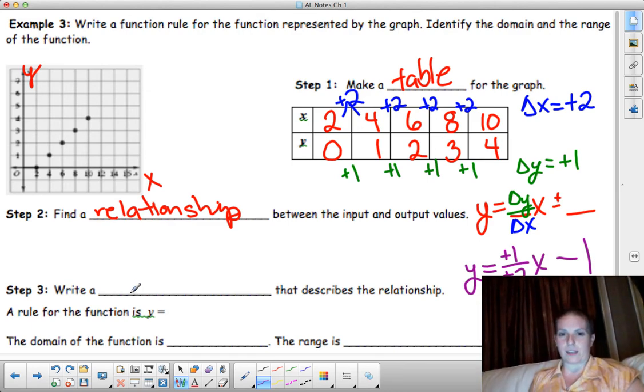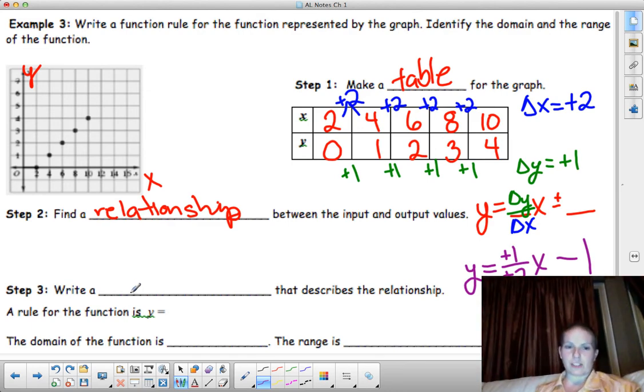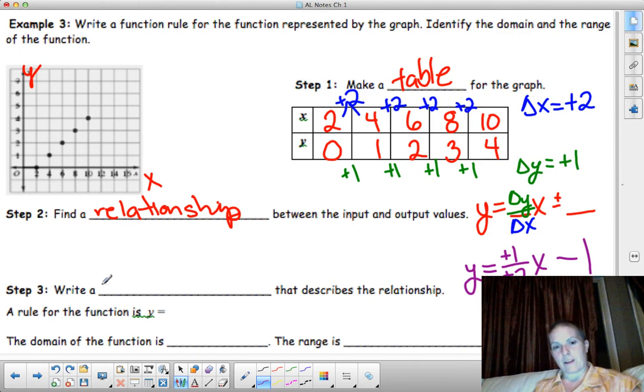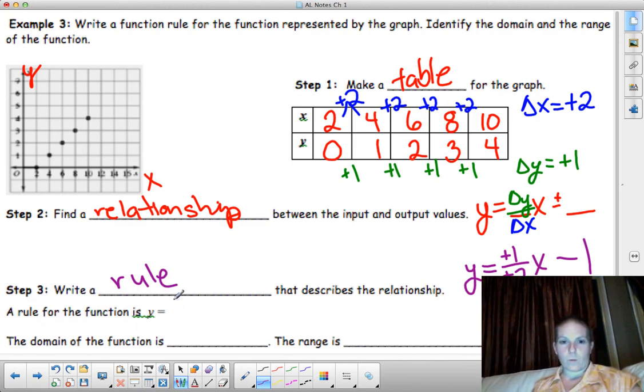They work well together. We need to find that relationship, and the purpose of finding that relationship is to write a rule that describes the relationship. A rule for this particular function is y equals 1/2 x minus 1.